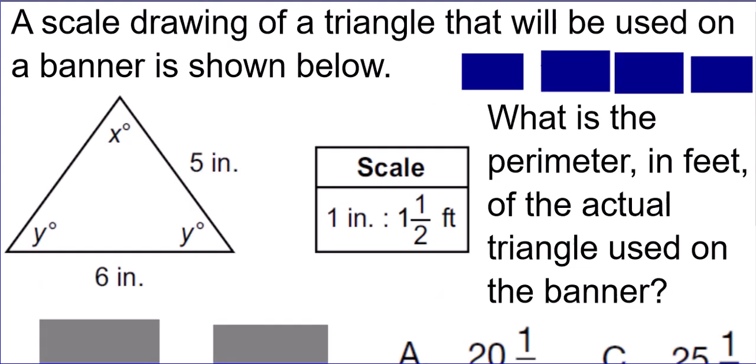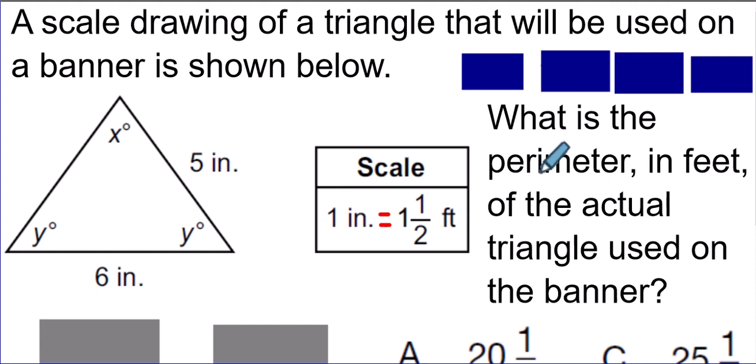All right. What about this problem? The scale drawing of a triangle that will be used on a banner is shown below. Notice they are giving us the scale, and I'm going to point something out real quick. Sometimes in math, instead of putting an equal sign, we will use a colon when we are talking about scale. So please realize this actually means that every 1 inch on this drawing is equal to 1.5 feet in actual real life. That's what scale means. Left number is the drawing's number, right number is the actual real life equivalent.